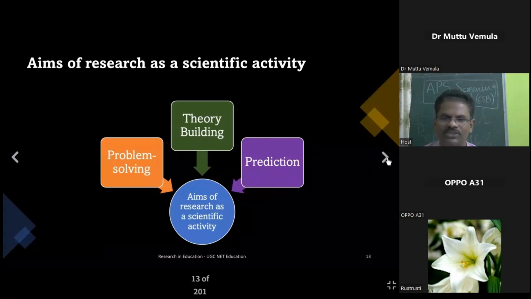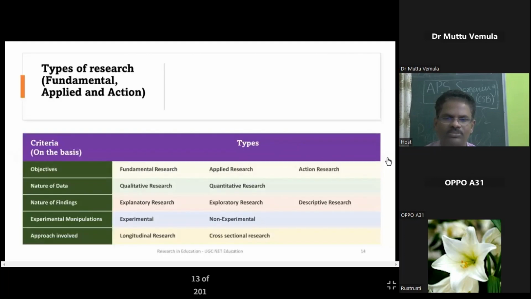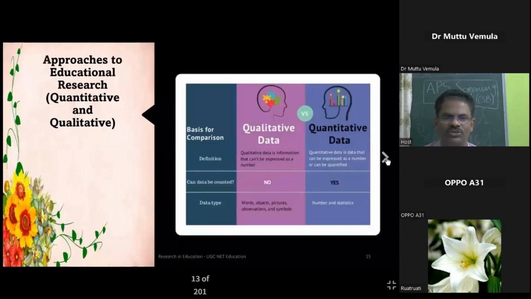Then let's move on. Types of research are explained in detail, and I skip this for paucity of time, but you can go through it at your own convenience and get back for further clarifications. All right. Then approaches to educational research. In the beginning, when I showed you, we also have qualitative and quantitative research as a part of our syllabus, so it's important for you to understand. Let us spare some time on this.